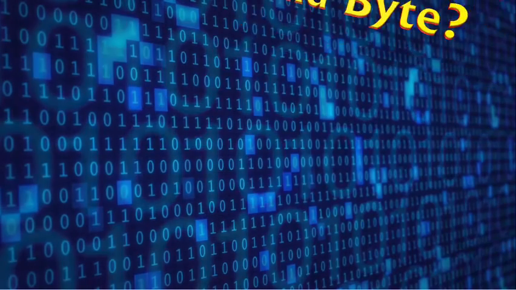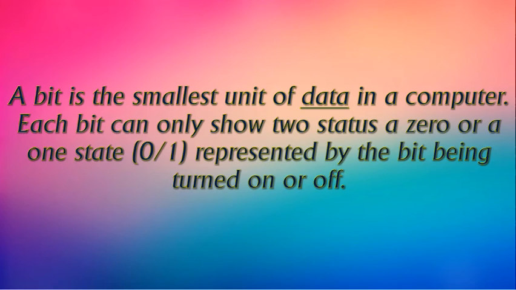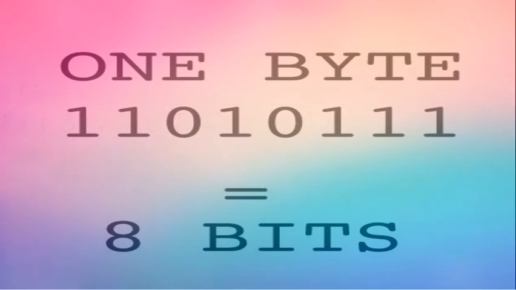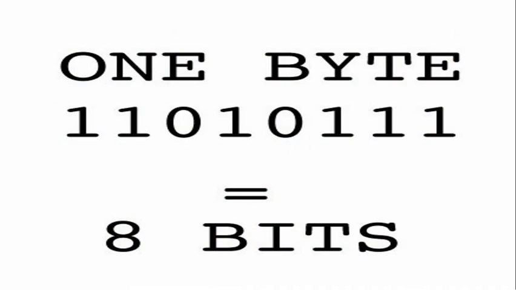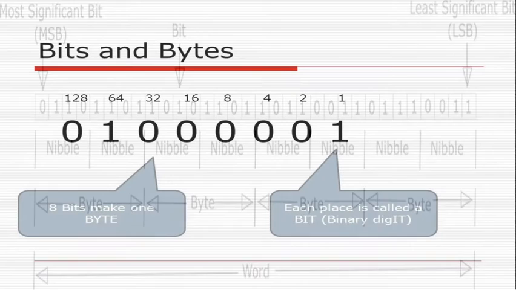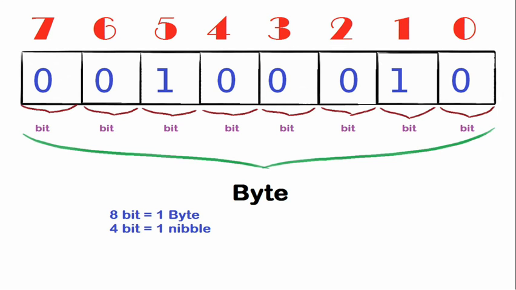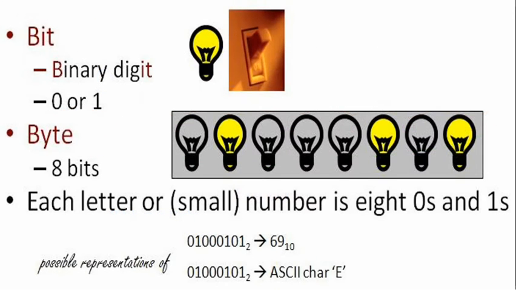Let's see what a bit and a byte are. A bit is the smallest unit of data in a computer. Each bit can only show two states, a 0 or a 1, represented by the bit being turned on or off. Although computers usually provide instructions that can test and manipulate bits, they generally are designed to store data and execute instructions in bit multiples called bytes. In most computer systems, there are 8 bits in a byte.